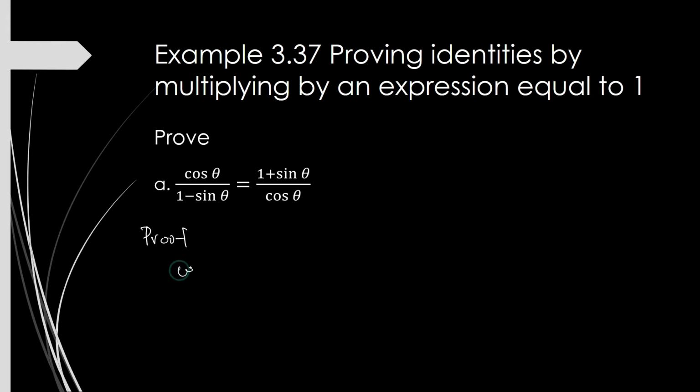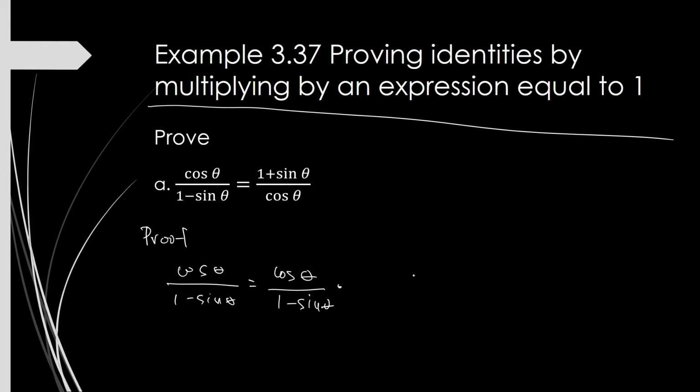So cosine of theta divided by 1 minus sine of theta is equal to cosine of theta divided by 1 minus sine of theta times, now look at this, okay? This is where multiplying by an expression equal to 1 will come in. Times 1 plus sine of theta divided by 1 plus sine of theta. Now take a look at that.